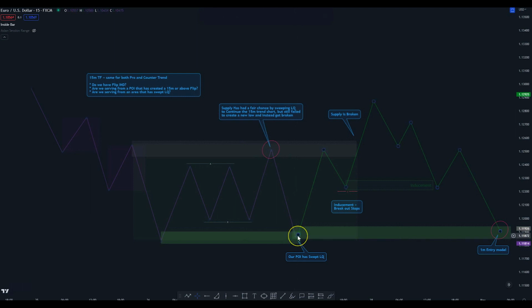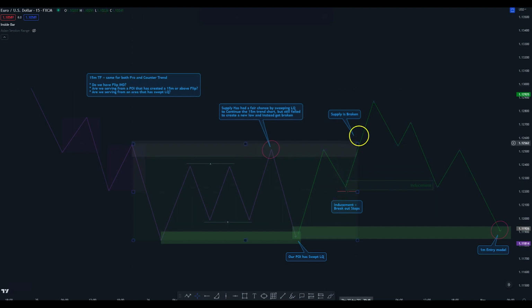And demand holds. Now what's happened is demand has actually swept liquidity, mitigated some demand order flow, mitigated our pro trend range, mitigated our counter trend strong point of interest, come back up, tested supply, supply is still failing, and actually breaks supply, and has a flip. So do we have a flip? Sorry, do we have flip inducement? I've got these the wrong way around really. So same detail as I just explained.